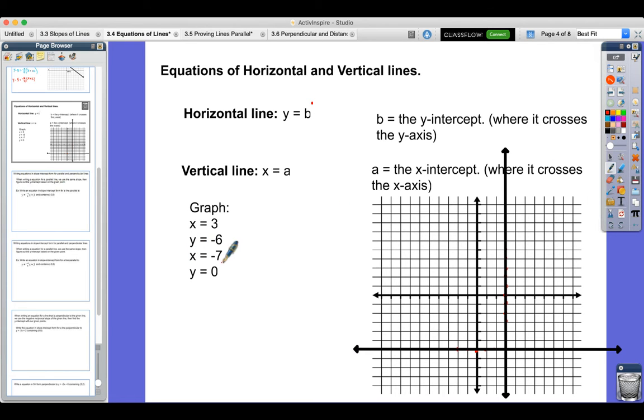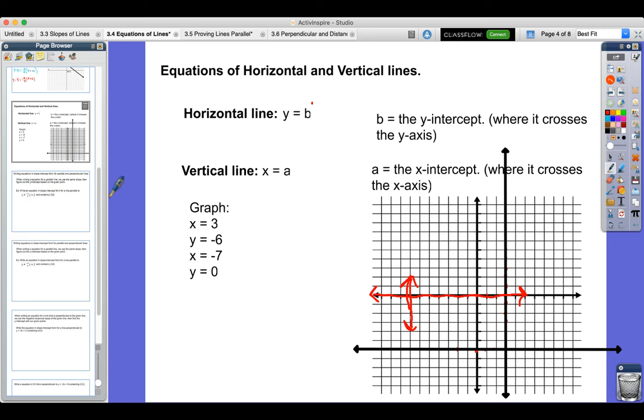Same thing with x. x is negative 7 right here. 1, 2, 3, 4, 5, 6, 7. And it goes up and down right here. This is why I use that tool to do straight lines, because I can't draw straight lines very well on here. And then y equals 0. y equals 0 right there, but also right there and right there. So the x-axis is also the y equals 0 line. That way and forever that way.